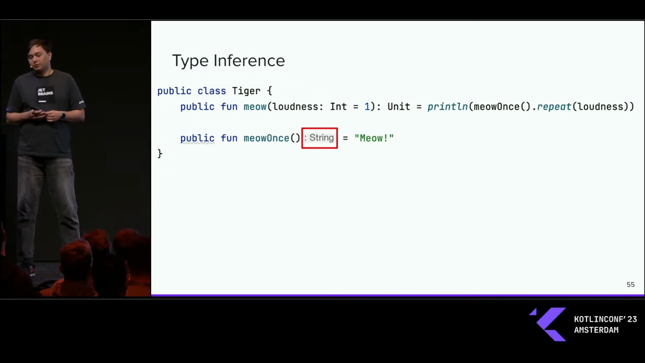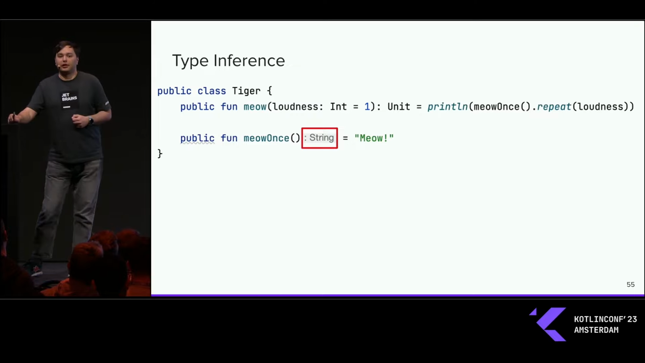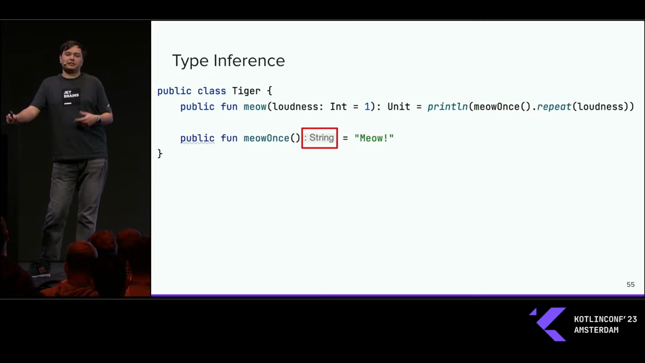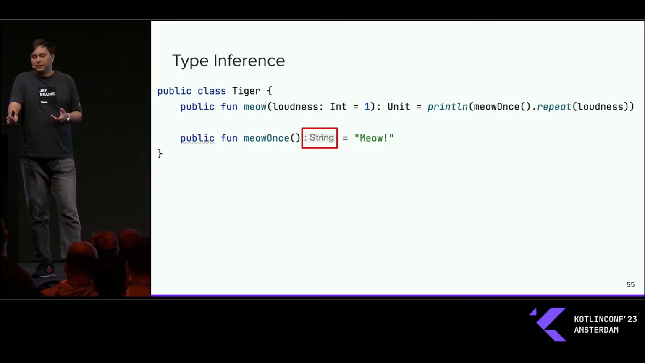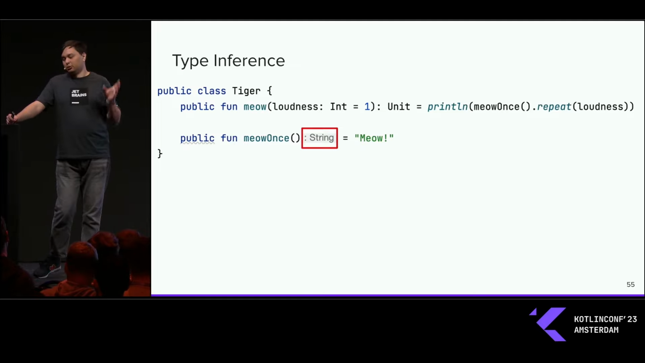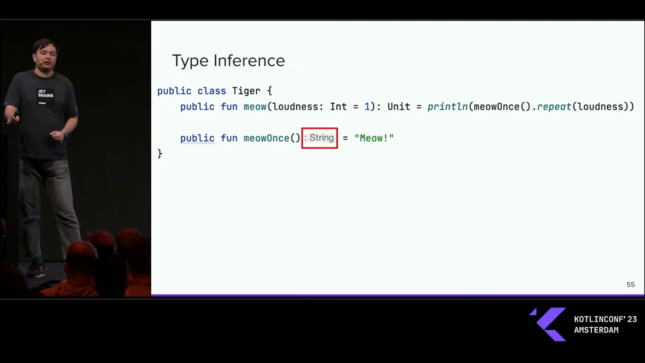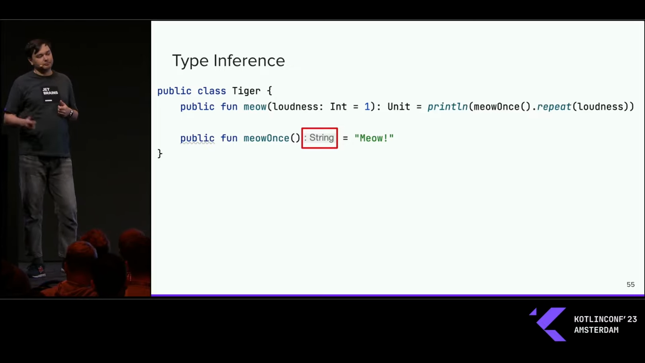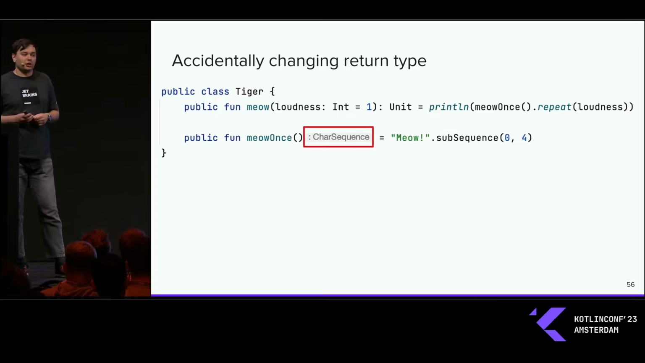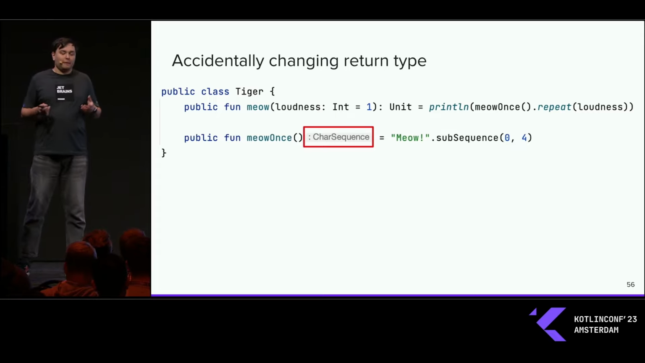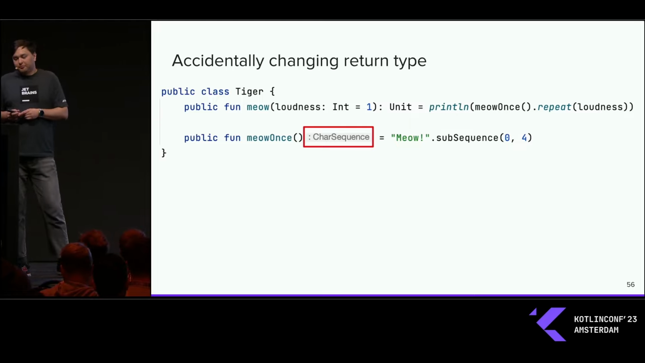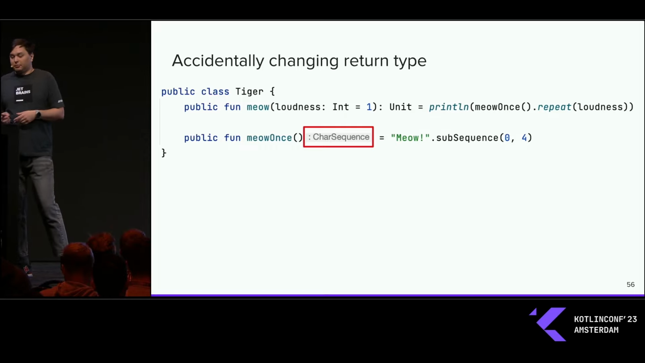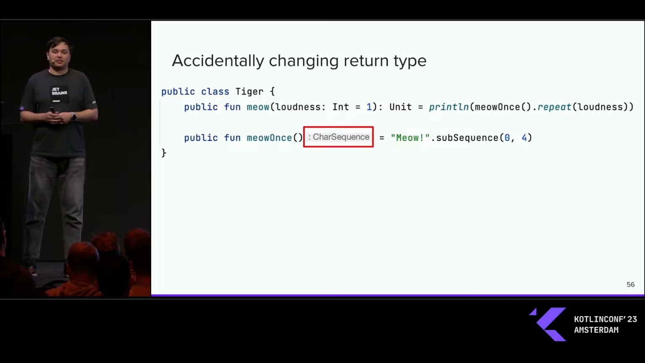Another part of this mode is related to type inference. The Kotlin compiler has type inference for variables that we all love. And it also has type inference for functions that fit into one statement, like this one, when you write meowOnce equals a string literal, and the Kotlin compiler can infer that the return type of this function is String. But what if we accidentally change an inferred return type? For example, we used subSequence instead of substring for some reason, and now the return type of this function is also changed.